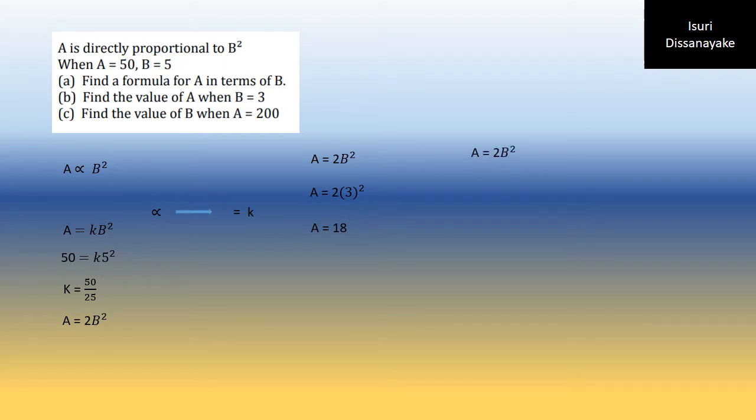You're using the same formula, A equals 2B squared, and they ask you to find the value of B when A is equal to 200. So you're going to work out 200 equals 2B squared. Let's divide both sides by 2, and B squared is equal to 100, whereas B is equal to plus or minus 10.